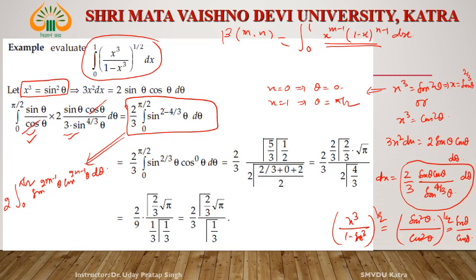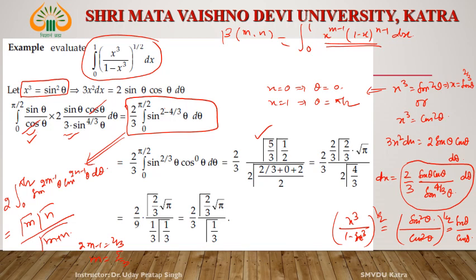And what is this? This is beta, and basically this is gamma m divided by gamma m plus n. So 2m minus 1 is equal to 2 by 3. Right, here 2m minus 1 is equal to 2 by 3. Then what is m? m is equal to 2 by 3 plus 1, that is 5 by 3. This one is 5 by 3.